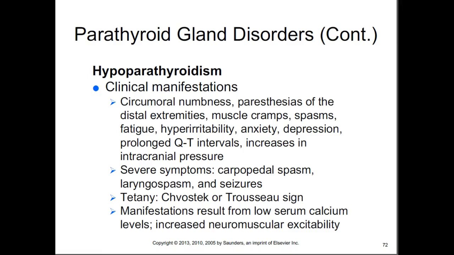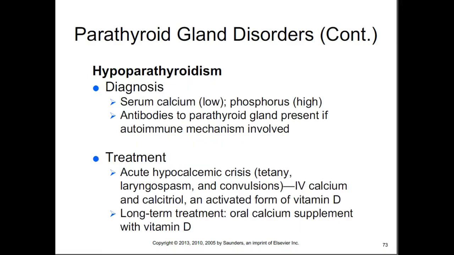The Chvostek or Trousseau's sign for tetany. Remember that was the cheek sign. And then manifestations resulting from low serum calcium levels and increased neuromuscular excitability. So hypoparathyroidism increases neuromuscular excitability. Hyperparathyroidism decreases neuromuscular excitability. I'm sorry if that was confusing before, or if I said it backwards. Okay. Diagnosis is serum calcium is low and phosphorus is high.